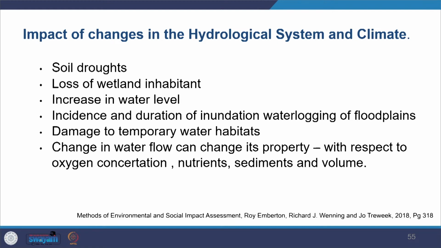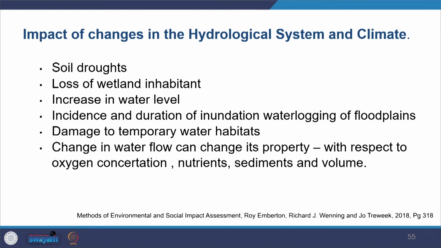And majorly you will see the variations in the ponds and streams would be lesser, and then that can impact a lot of animals and plants. So you see those ponds and streams are usually very important elements for a lot of animals and plants. So you also see that change in the water flow can change its properties also. So you see the changes in the oxygen concentration, nutrients, sediments, and the volume, and these kind of changes can be irreversible as well.